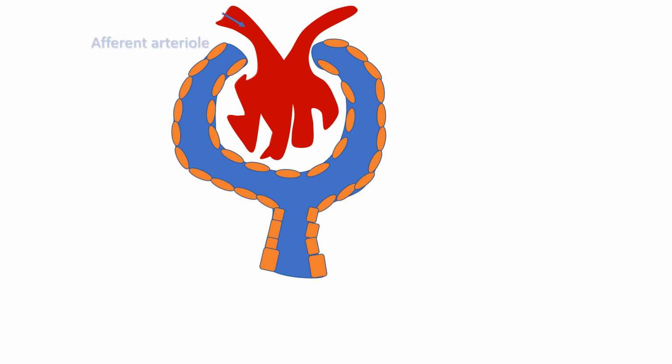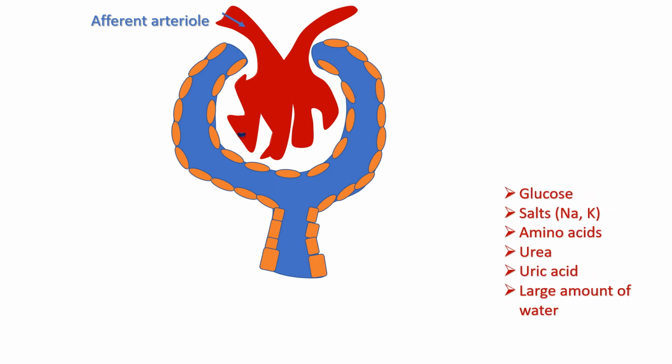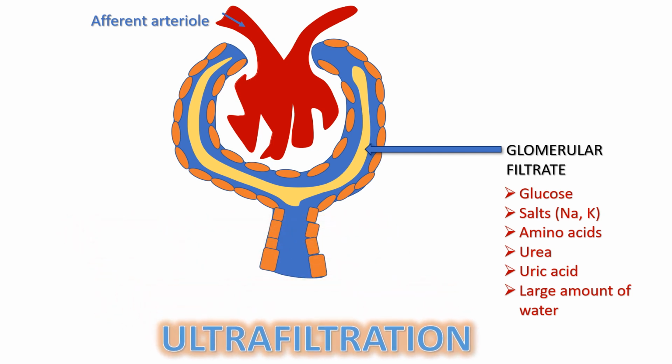The blood to be filtered enters the Bowman's capsule through the afferent arteriole. The arteriole divides and redivides to form a tuft of capillaries called the glomerulus. Because of the pores present in the glomerulus and the Bowman's capsule, some components of the blood such as glucose, salts, amino acids, urea and a large amount of water enter the Bowman's capsule, forming a fluid called the glomerular filtrate. This filtration occurs because of the high pressure of the blood in the glomerulus. This is called ultrafiltration.